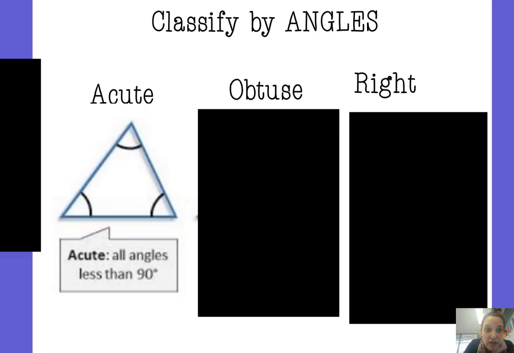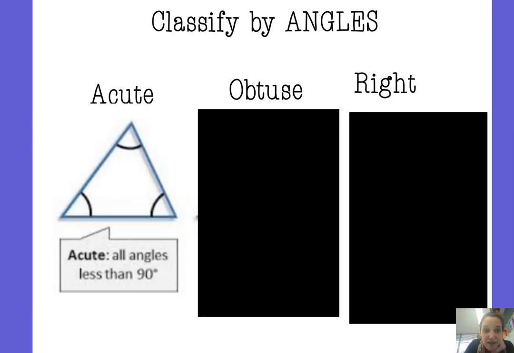If your triangle has all 3 of its angles measuring less than 90 degrees, if all 3 angles are acute angles, we classify the triangle as acute. So all the angles have to be less than 90 degrees.